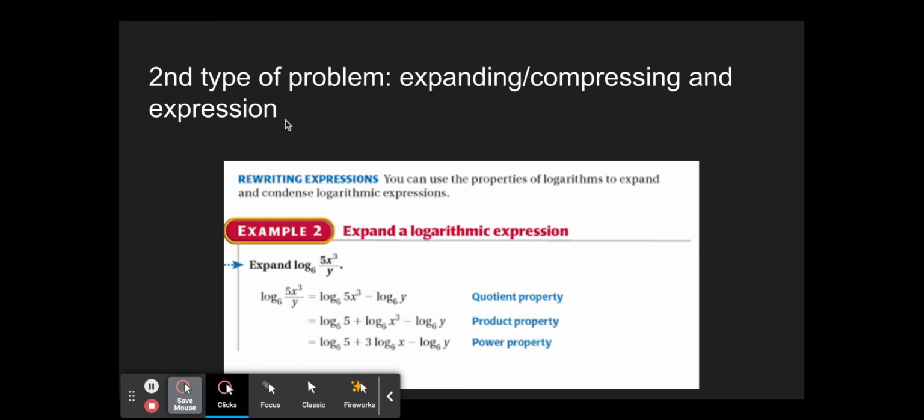And the other types of problems that it'll give you, which are not as exciting because we're not doing real evaluations, it's more practicing with the properties. So it's good for having a firm grasp on the properties, but it doesn't really have any relevance to problem solving. And that's expanding. So taking something that's compressed and saying, can you recognize that 5x cubed over y, I can split that up into subtraction. And then the 5 times x cubed, I can split that up into addition. And the x cubed, I can bump the 3 outside and sort of expand it.